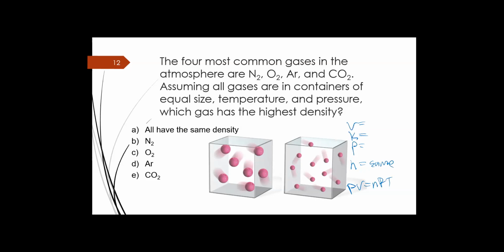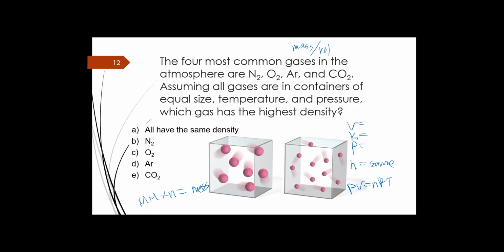But density is not just N. Density is a mass divided by our volume. So while N is the same, their mass is not the same. Their mass depends on their molar mass. So if we take their molar mass times N, that's how we get their mass. So if they have the same number of N's, then whoever's going to have the highest molar mass is going to have our highest density. So this question is asking you which one has the highest molar mass, essentially, because that's going to give us our highest density.